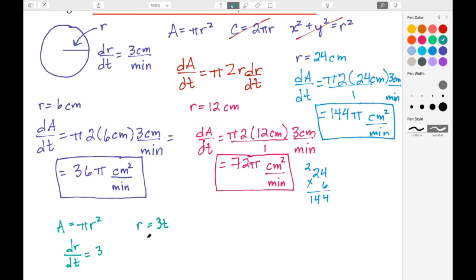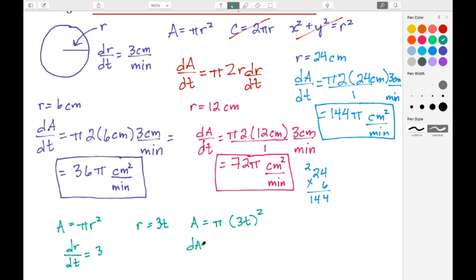Now we're going to do a substitution. We're going to substitute 3t back into this original equation for the letter r. So here we end up with A is equal to pi times (3t) squared, because the radius is now symbolized by 3t. And the next thing I want to do is take the implicit differentiation of the area with respect to time.